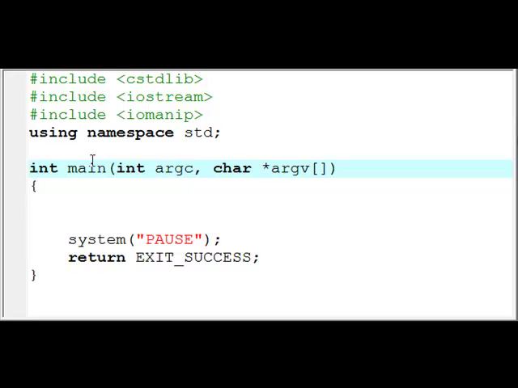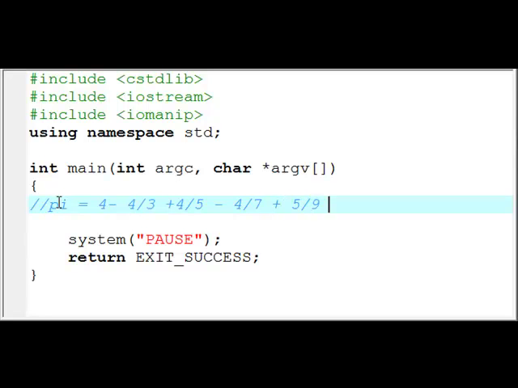In this video we'll see how to calculate pi. Pi is 3.14 something, but we can calculate it by the series 4 minus 4 divided by 3, then plus 4 divided by 5, then minus 4 divided by 7, then plus 4 divided by 9. Then guess what? We can recognize the sequence: minus, plus, minus, plus.